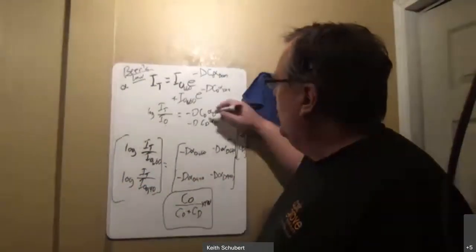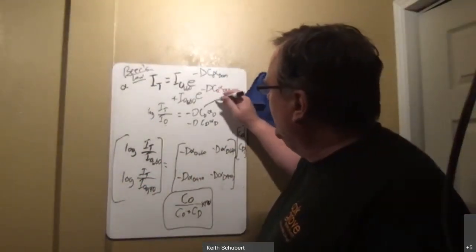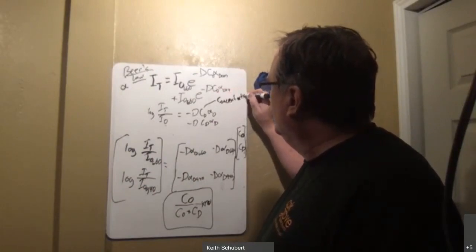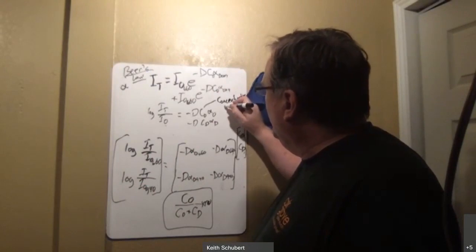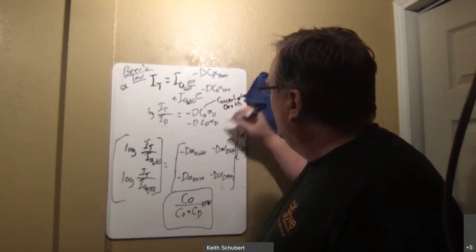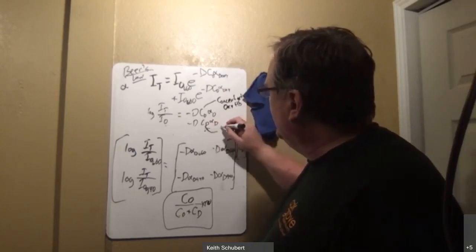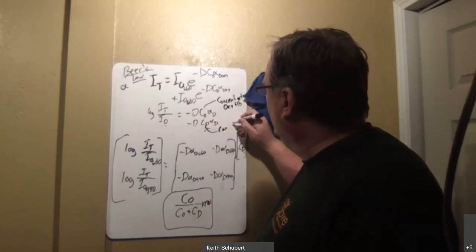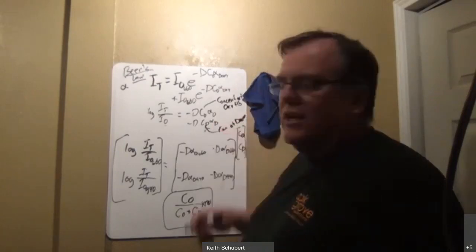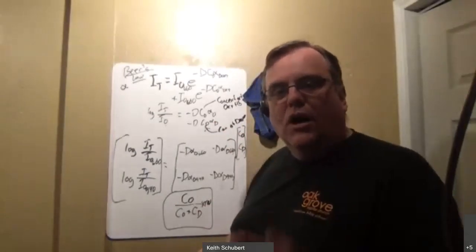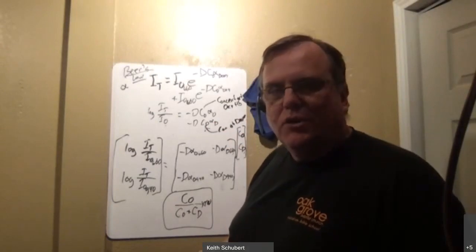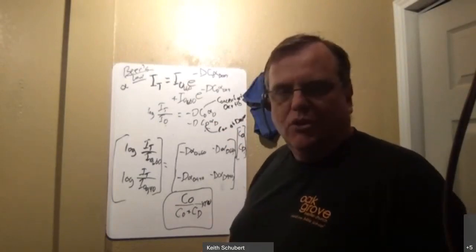CO is the concentration of the oxyhemoglobin. And CD is the concentration of deoxy. And concentration is telling you how much in the blood. So how much of your blood is oxyhemoglobin versus deoxyhemoglobin.